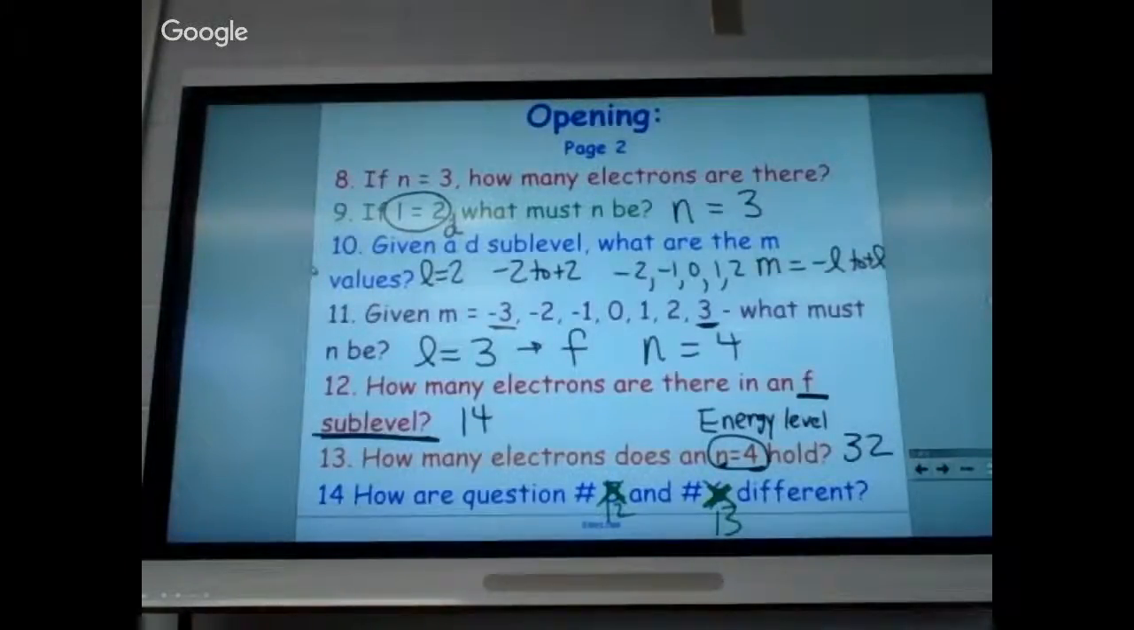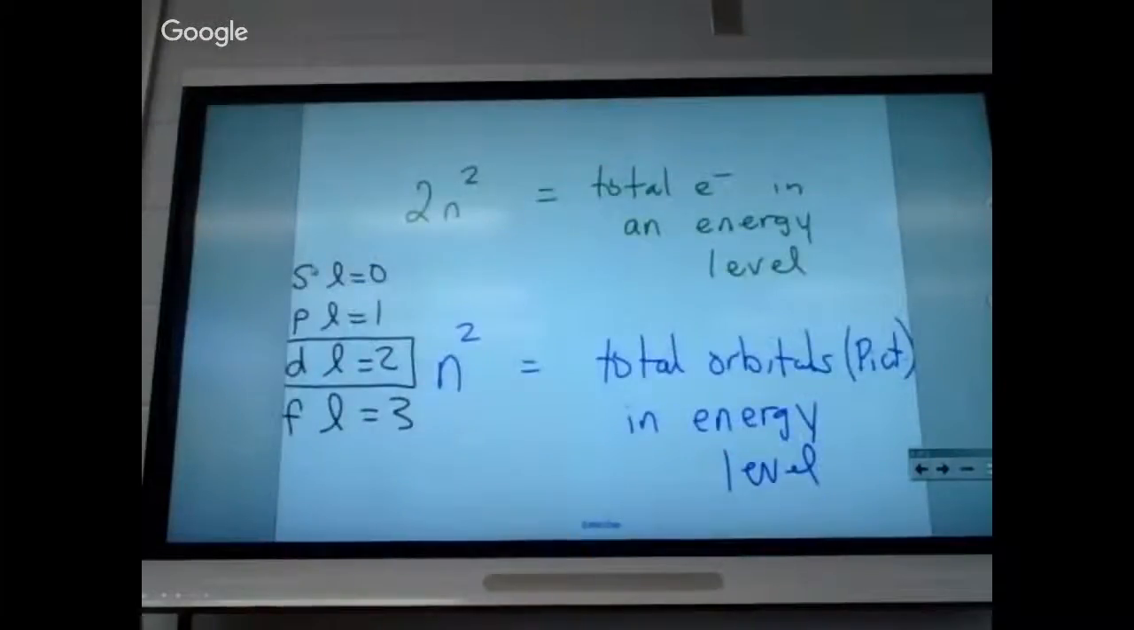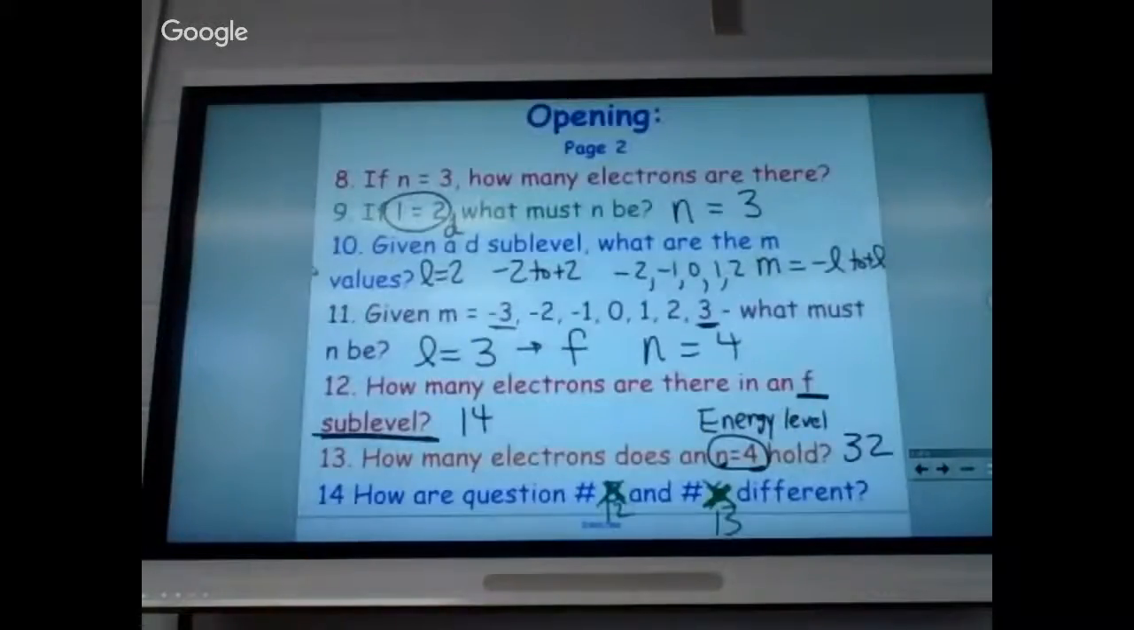So 2 plus 6 plus 10 is 18. Now, if you don't want to do that every time, that's why I showed you the shortcut where you could do 2n squared. Hey, so have we done 14? Have we done 14? Yes, what did I just say about 14?